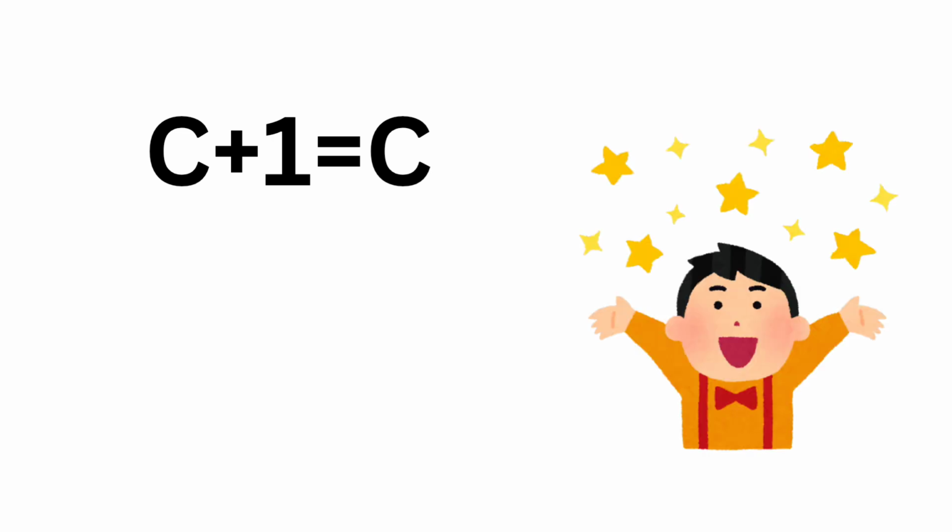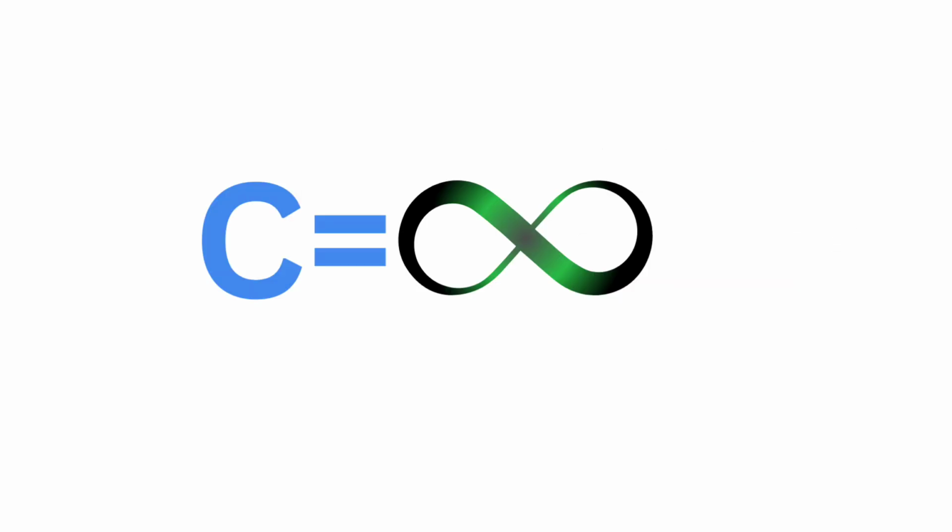So finally revealing what c is. C is equal to infinity. Yeah, you heard it correct. Adding 1 doesn't change it at all. Let's try the second method.